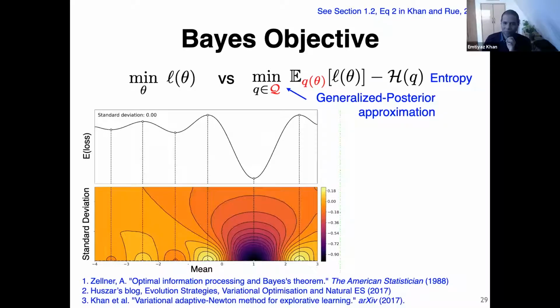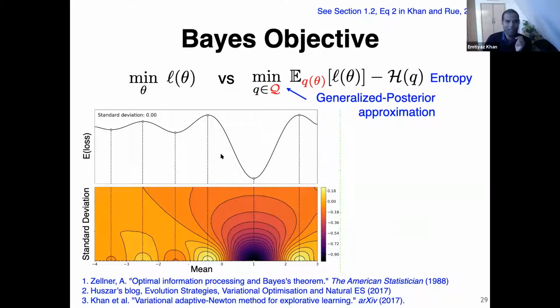Let me give you an example of what that approximation might look like. You can think of this Q to be a Gaussian. In that case, it will have a mean and a variance. You can plot this objective function with respect to the mean, which I've shown on the x-axis here, and the standard deviation. And you see that now the objective looks like this. Suppose the loss takes this form, with multiple local minima, and lower is better because it's a loss function. So you probably want to get here.